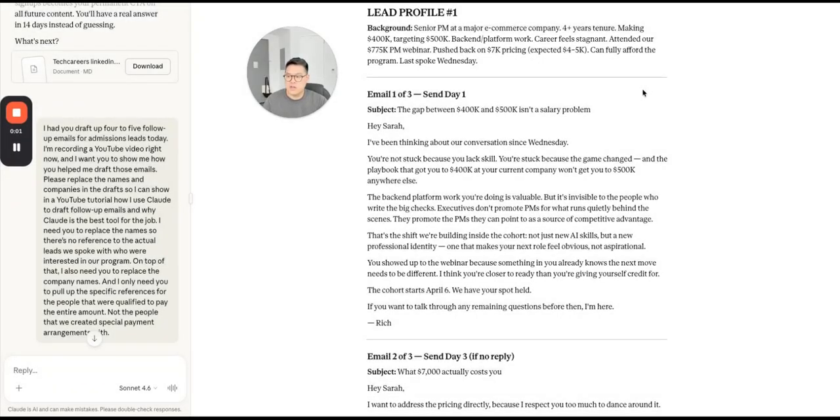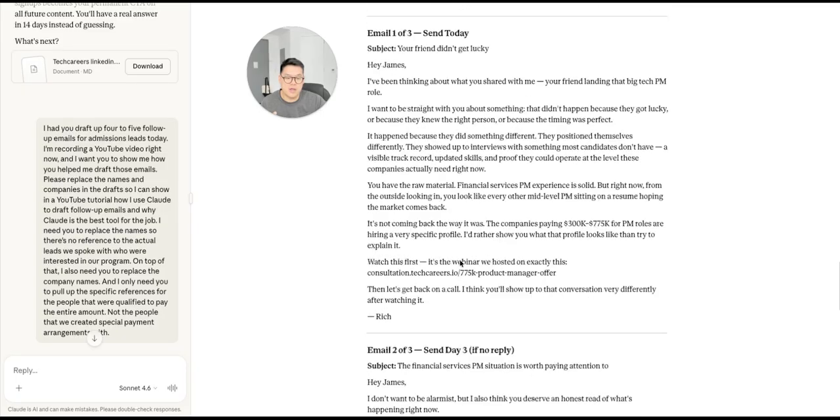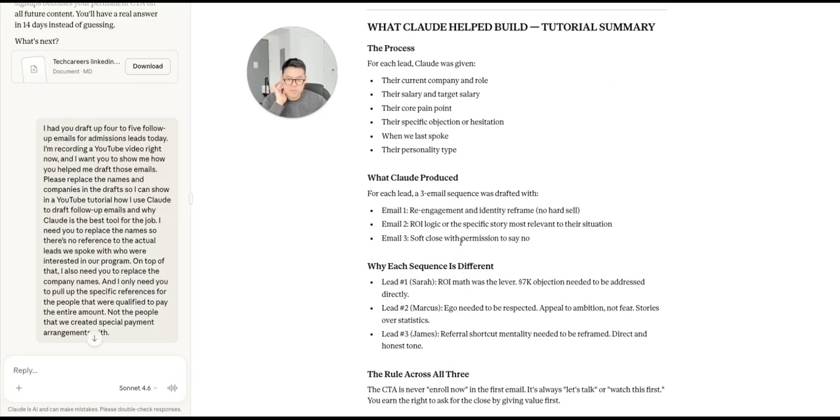Okay, so now that we've actually come back, because I took a break, for whatever reason I think it's a high usage time. I just went to the gym and came back, and we have 3 lead profiles right here. For what it is that I do, high ticket career coaching, I provided it with as much information as possible, and I'll scroll all the way to the bottom.